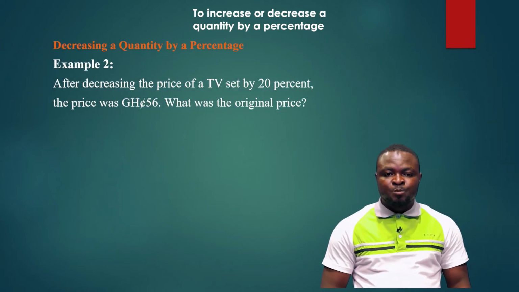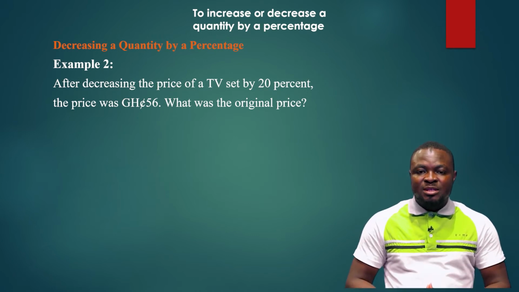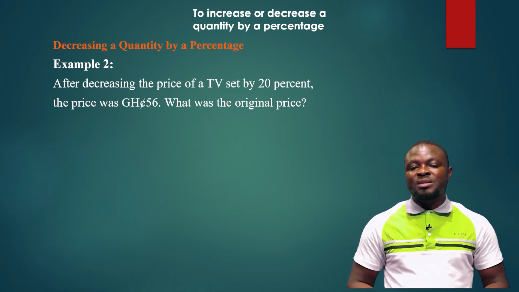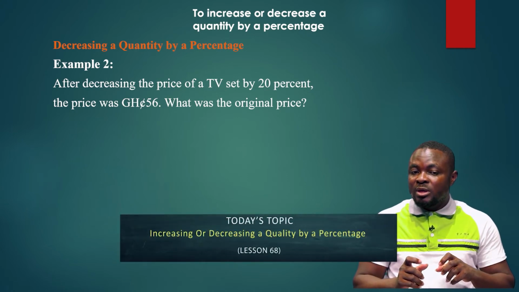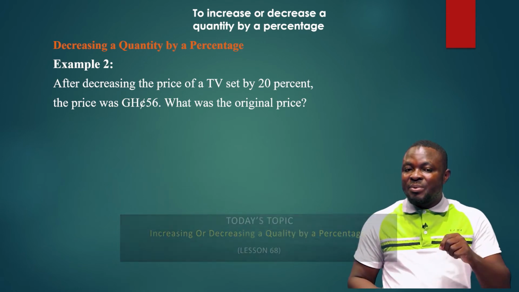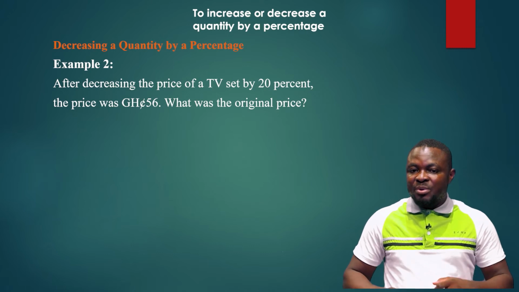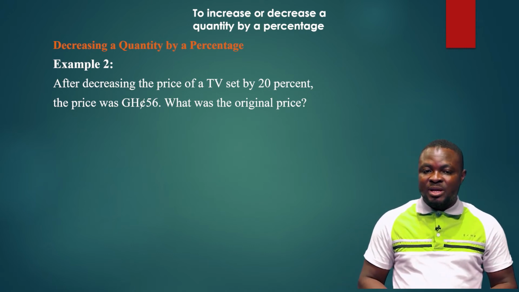It goes this way. After decreasing the price of a TV set by 20%, the price was 56 Ghana cedis. What was the original price? You see, the original price is unknown. They have not indicated it. The question says, after decreasing the original price of the TV set by 20%, the price was 56 Ghana cedis. What was the original price?